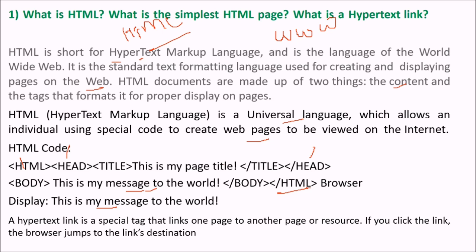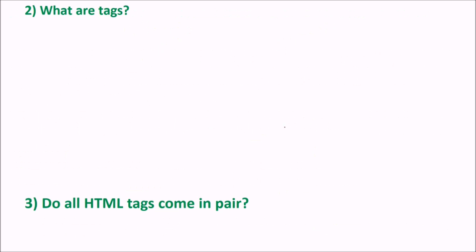And now the hyperlink. A hyperlink is the link which takes you to some other page. So a hypertext link is a special tag that links one page to another page, or to resources also, not even just a page. It can take you to a certain resource. If you click the link, the browser is going to jump to the link's destination.